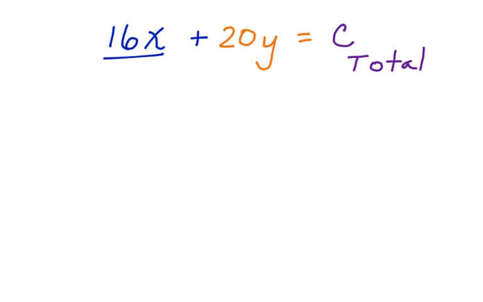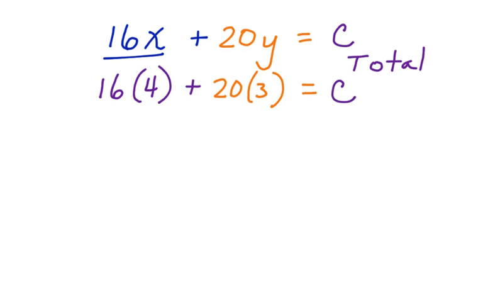So if Vasquez charges $16 for a gardening job, 16 times that number of that type of job, which would be x, could be our first term, plus $20 times the second type of job is equal to c, which is our unknown, which represents the total amount of money. So let's say Vasquez did 4 gardening jobs and 3 handyman jobs. Then we could take 16 times 4 plus 20 times 3, and that would give us the total cost.